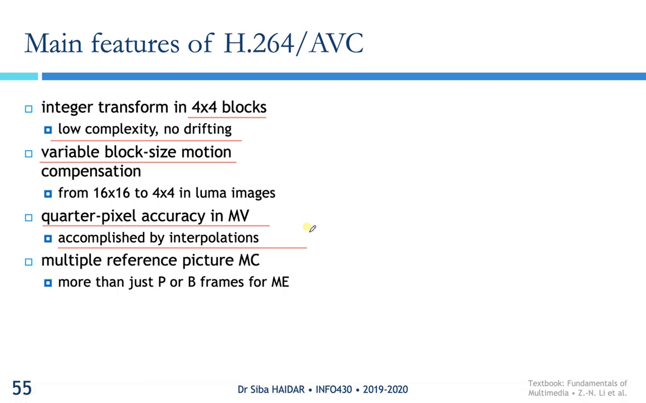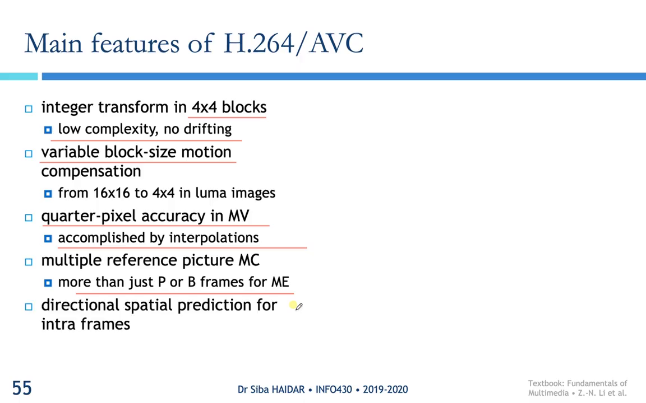The multiple reference pictures: you can have motion compensation with multiple references, more than just P or B frames for motion estimation. You have more frame types. And the directional spatial prediction for the intra frame. We always had spatial prediction for the intra frame, but now you have the directional.